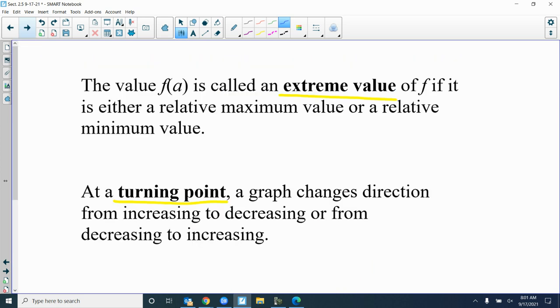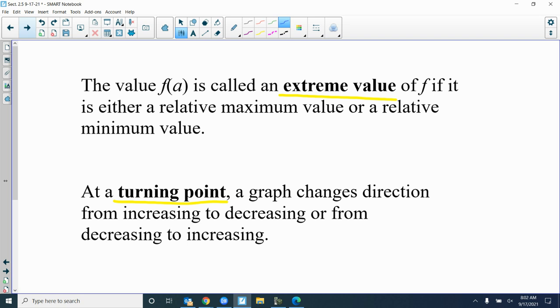Another way to word these: the value f of a is called an extreme value of f if it is either a relative max value or a relative min value. So they'll say, what are the extreme points? Let's talk about the extreme points, just a different way to word it. Then you identify the relative max and relative min.